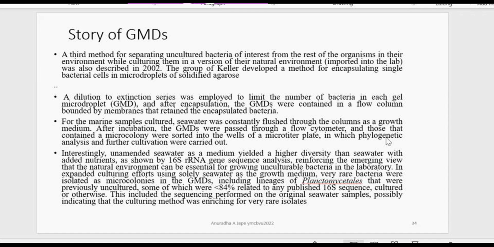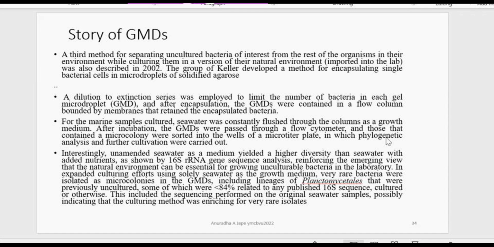Now, here this question is sorted out by implementing a kind of chamber, right? And each micro chamber is entrapping one cell. So whatever microcolony develops within that chamber is going to be a pure colony of that isolate, right? And in spite of the fact that it is in a culture medium which is very similar to its natural environmental conditions, it is still a separate and pure colony because it is entrapped in a gel bead and has emerged from a single cell.